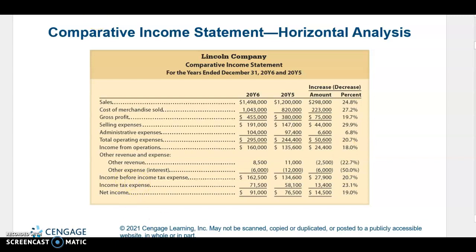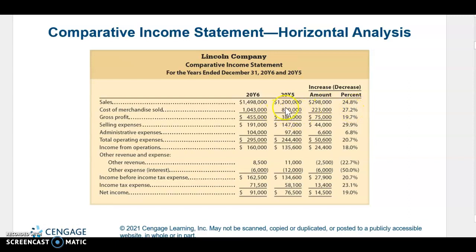Okay, picking up where we left off, we were going to look at an income statement that used the horizontal analysis. Okay, so looking from 2015 to 2016, our sales went up by $298,000, and then our percent of increase, take the 298 divided by the 1.2 million, the base year, the oldest year, and we have a 24.8% increase. So that is really good that sales increased by that amount.